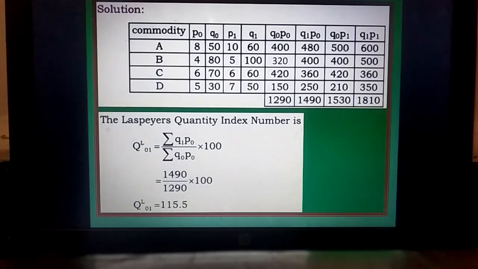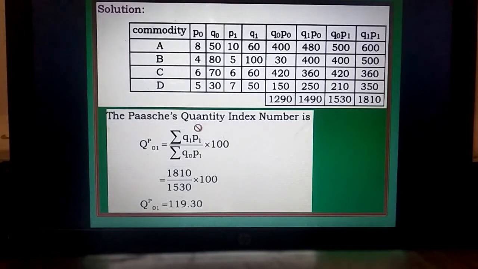So that is how the interpretation has to be given. Next index number we shall take: purchase quantity index number, Q01P. This is the sum of Q1 divided by sum of Q0 as it is. Since it is purchase quantity index number, P1 is applied as weight, multiplied by 100. So now we need Q1 and P1 multiplication.